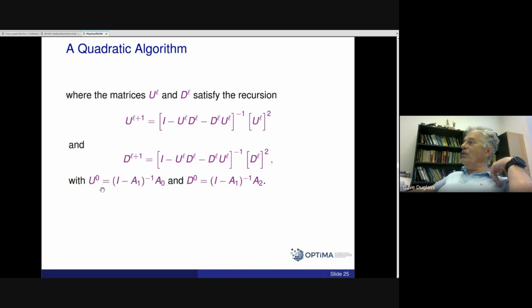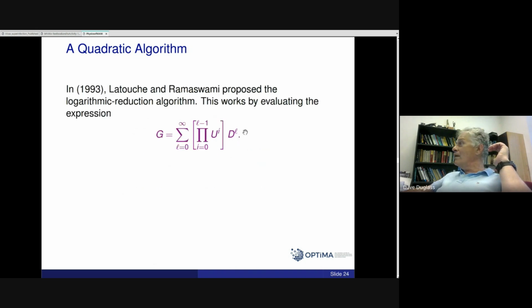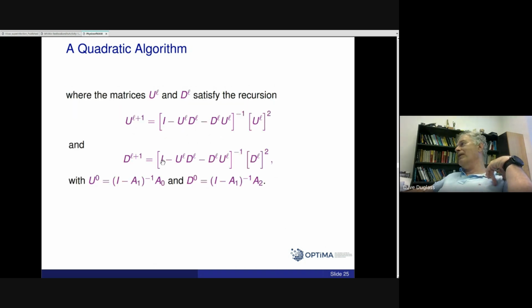And these start off at U naught in terms of the parameters of the problem, I minus A1 inverse A naught, and D naught is I minus A1 inverse A2. So a lot more complicated. We've got two lots of things, and then we've got to put them all in this infinite sum of finite products. But we've got some familiar things we recognize. And in particular, we've got this I minus something inverse. So that makes us, again, think of censoring.